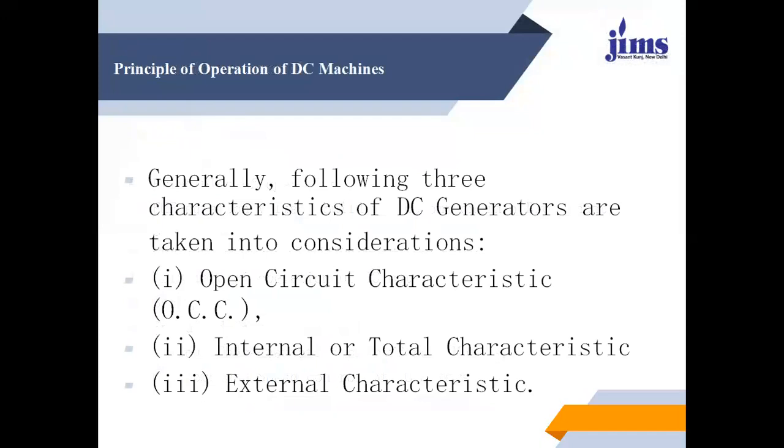Generally, there are three types of characteristics of a DC generator taken into consideration. First is the open circuit characteristic, indicated as OCC. Next is the internal or total characteristic of the machine. Next one is the external characteristic. So these are the three major characteristics associated with DC generators.